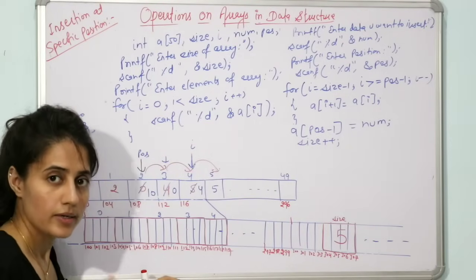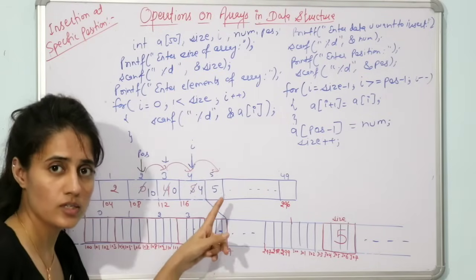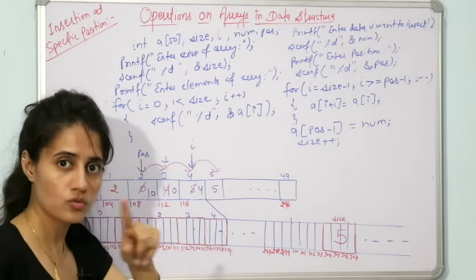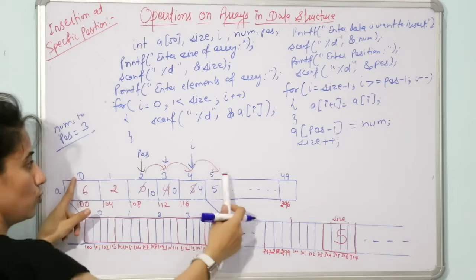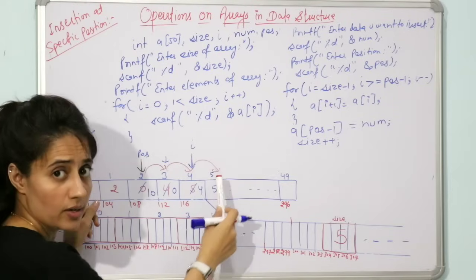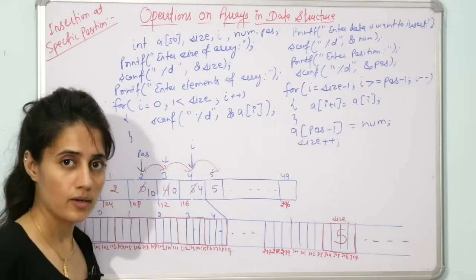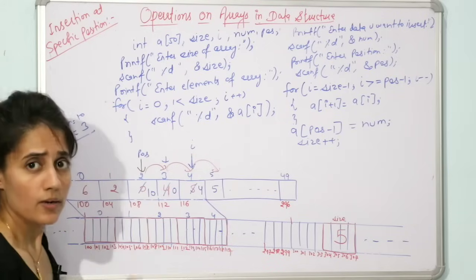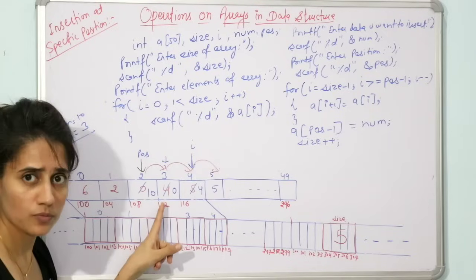right? Now finally you will print this array. How you can print this array we have discussed when we were traversing the array. You just write a for loop. In the for loop you will start from 0 to the size, fine, and you simply write printf %d and a of i, and all these values would be printed. This is how we are going to insert the data at a specific position, fine.